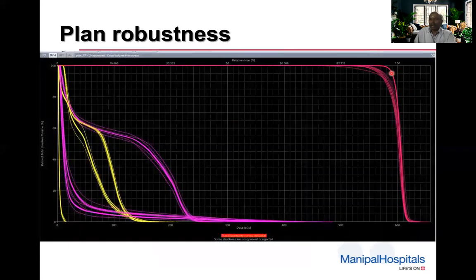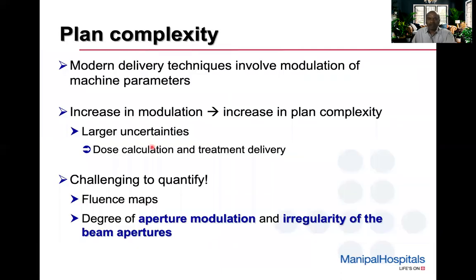The solid line represents the ideal situation, but these dotted lines tell us about the different uncertainties taken into account. Sometimes it can be good for the OARs when the uncertainty is in the direction opposite to the OAR, or it can get worse also. So the dotted lines tell us about the different uncertainties.